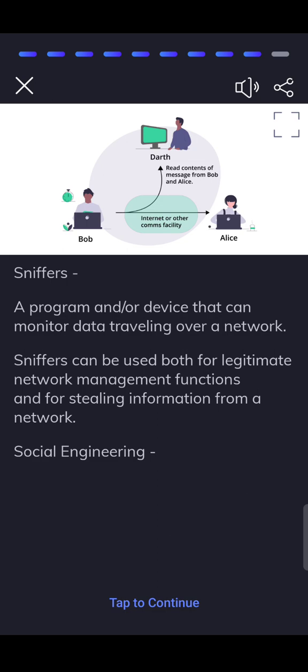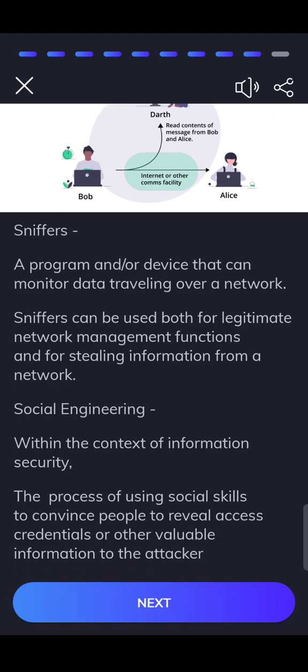Social engineering. Within the context of information security, the process of using social skills to convince people to reveal access credentials or other valuable information to the attacker.